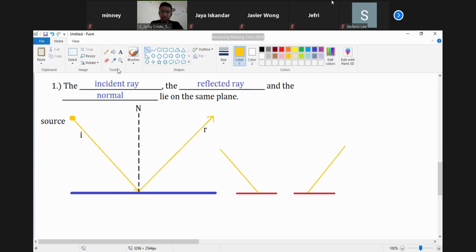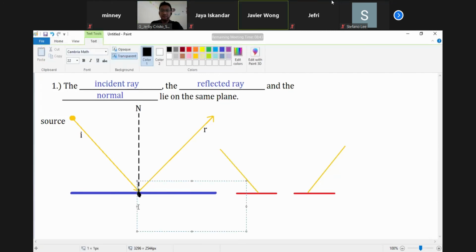And what do you call that point in the plane in which these three are expected to be together? What do you call that very point in the plane? It's the point of what? Reflection. Point of reflection.